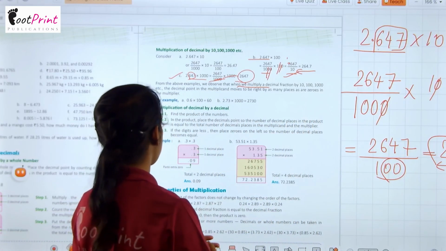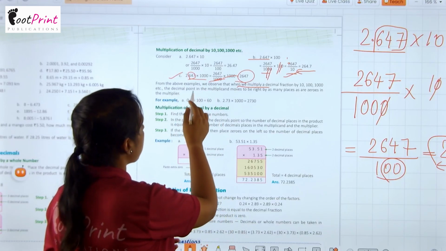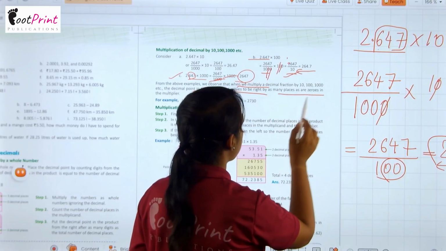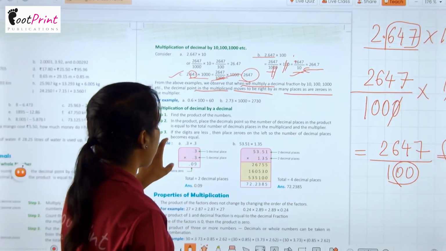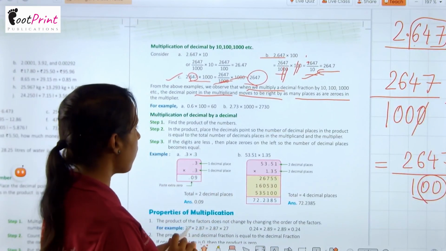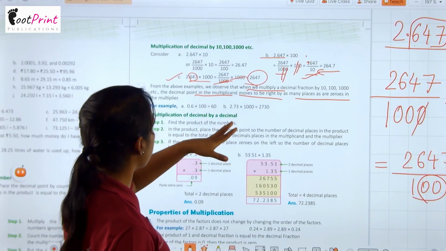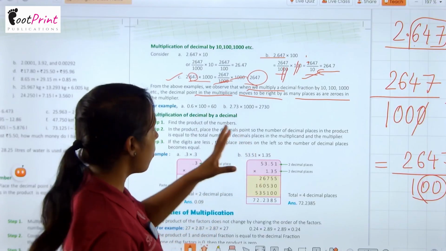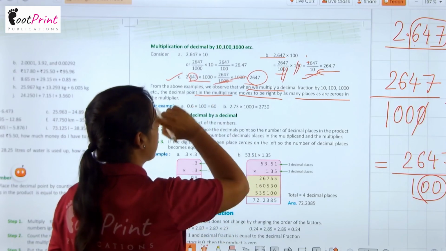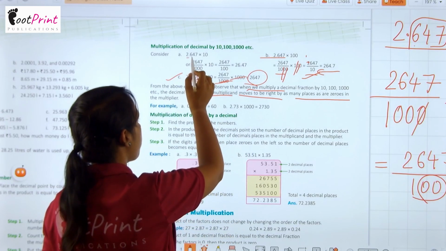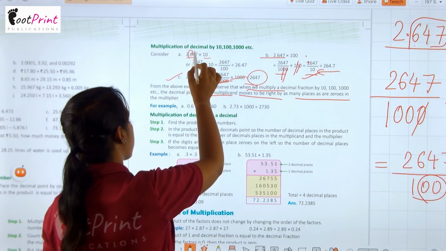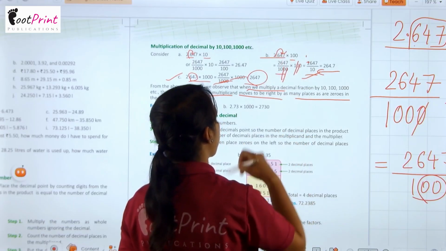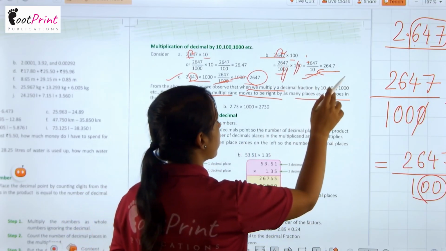Okay, so we can say from the above example we observe that when we multiply decimal fraction by 10, 100 and 1000, the decimal point in the multiplicand moves to the right by as many places as there are 0s in the multiplier. तो multiplier में जितनी भी 0 होंगी उसके अकॉर्डिंग हम क्या करते हैं, मल्टीप्लिकेंड के जो डिजिट्स होती हैं डेसिमल पॉइंट को मूव करते हैं. जैसे यहाँ पर क्या था 2.6, 1 0 है तो हमने उसको राइट की तरफ 1 मूव कर दिया.